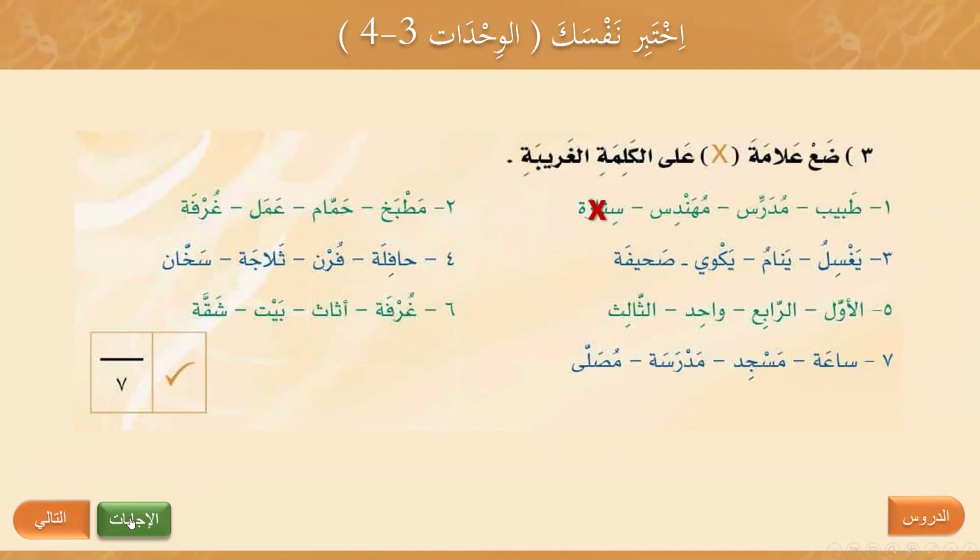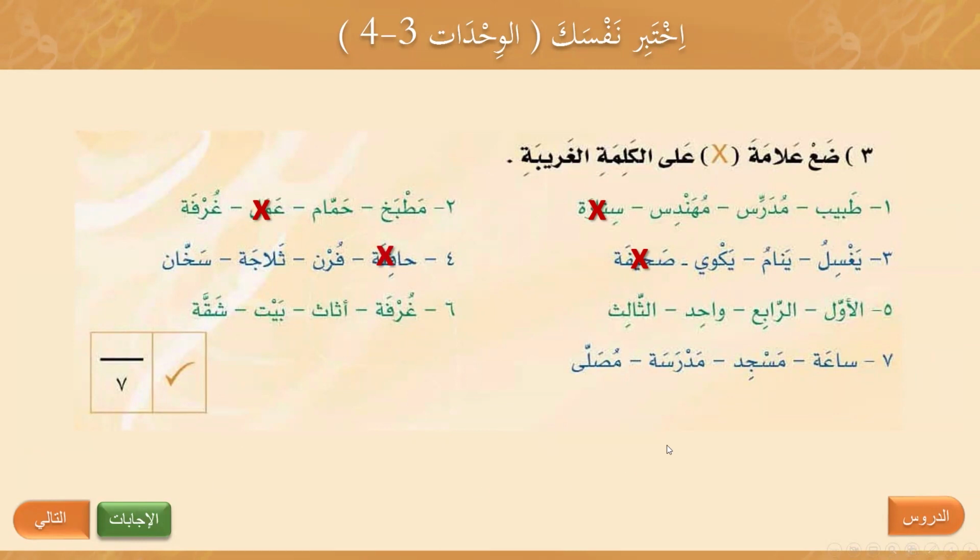Similarly, we have Matbakh, Hammam, Amal, and Ghurfa. Matbakh, Hammam, and Ghurfa are rooms, and Amal is work. So Amal is different. Then we have Yaghsilu, Yanamu, Yakwi, and Sahifatun. The first three are verbs because they start with Ya: Yaghsil, Yanamu, Yakwi, whereas the fourth one is the newspaper, which is a strange word. Al-Kalima al-Ghariba. Then the fourth question: Hafila, Forn, Thallaja, and Sakhan. What do you think is different over here? Forn, Thallaja, and Sakhan are the appliances that we have in our homes. Hafila is the bus, so the bus is a different thing.